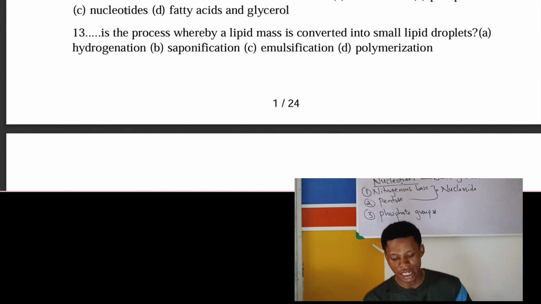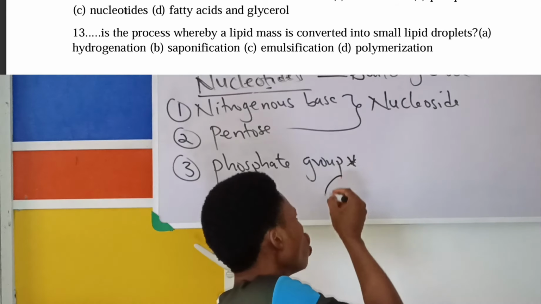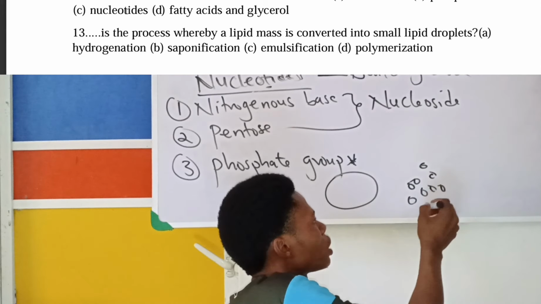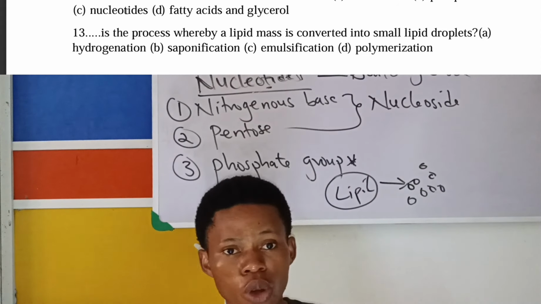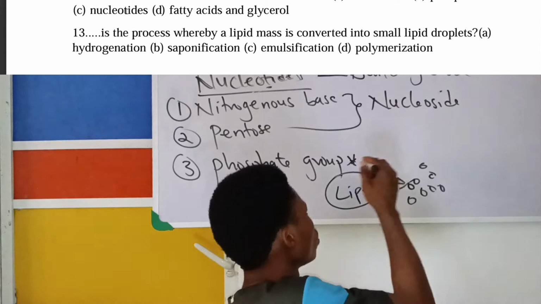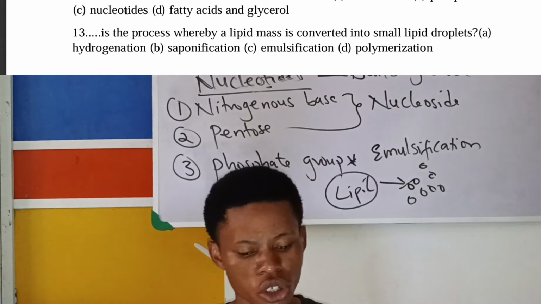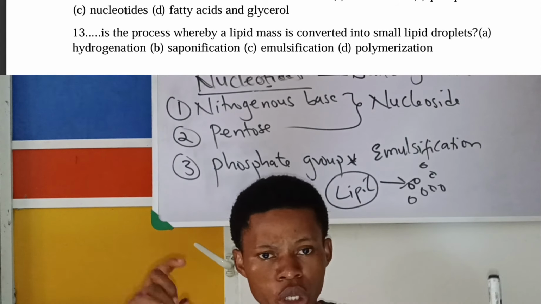Number 13. That is the process whereby a lipid mass is converted into small lipid droplets. Now that is the process where a big mass of lipid is converted into small droplets. Like if you have a big mass of lipid like this, and it's now converted into small masses. That process whereby this big lipid is converted into smaller ones, small droplets, is called emulsification. It's called what? Emulsification. So in emulsification, we are actually converting big droplets of lipids into smaller forms.